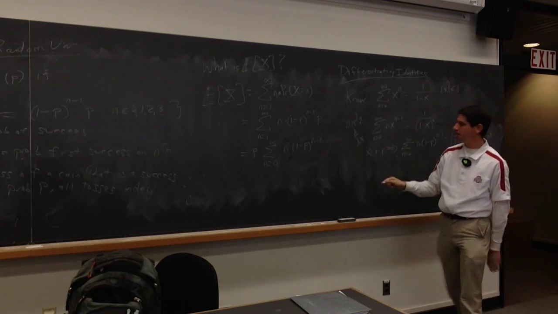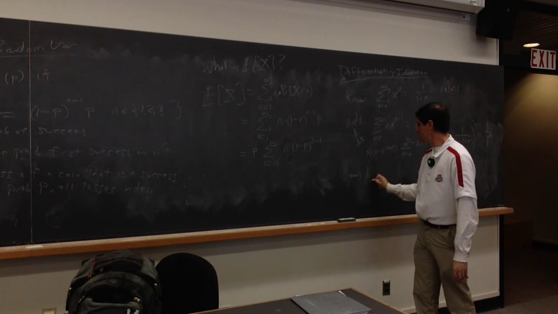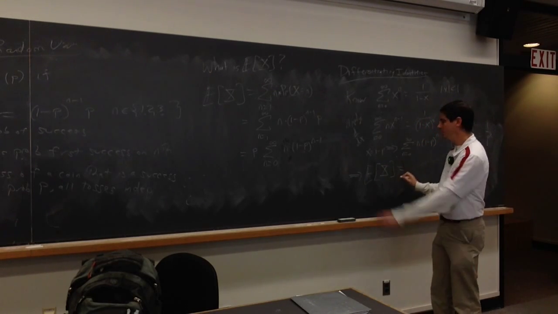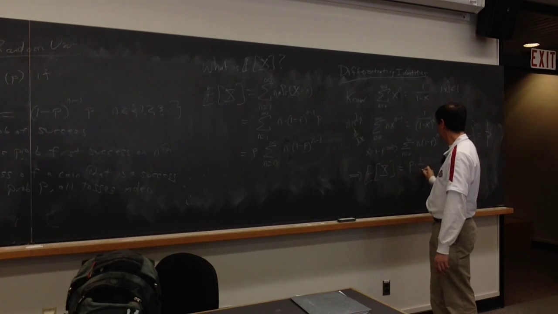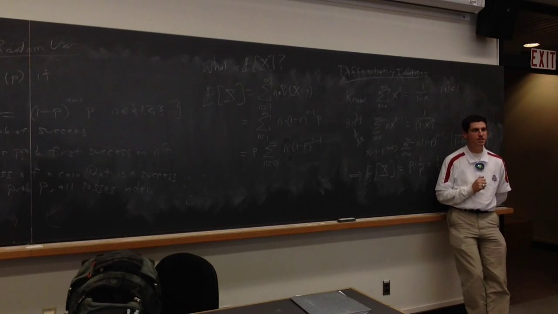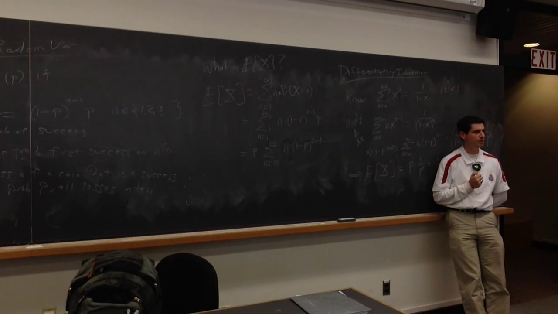And now we can feed that in, and we get that the expected value of x is just going to be p times 1 over p squared, which is 1 over p. So we now have the expected value of a geometric random variable.